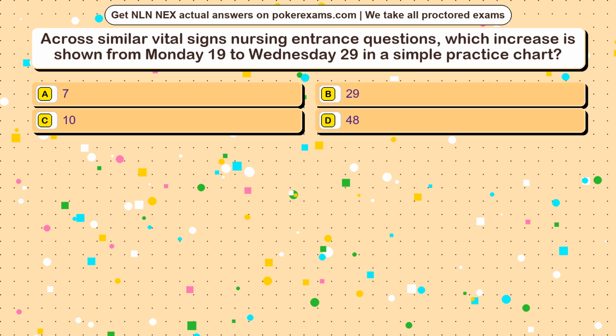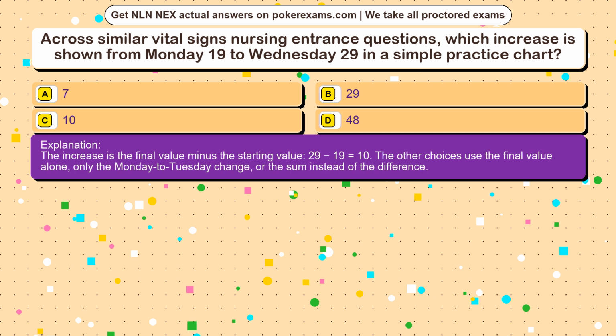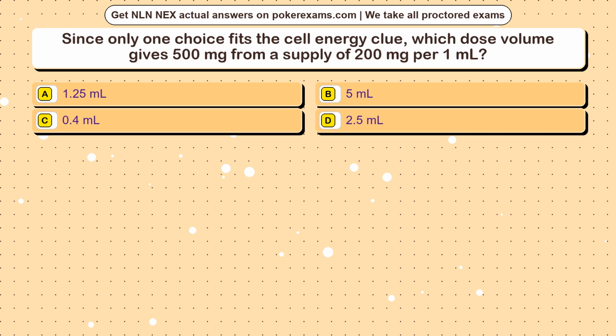The correct answer is option. The increase is the final value minus the starting value, 29 minus 19 equals 10. The other choices use the final value alone, only the Monday to Tuesday change, or the sum instead of the difference. Question 21. Since only one choice fits the cell energy clue, which dose volume gives 500 mg from a supply of 200 mg per 1 ml?